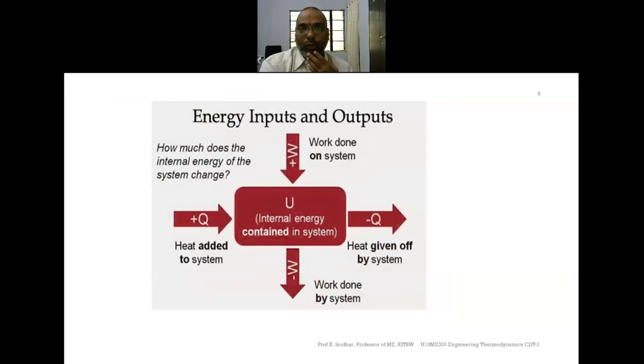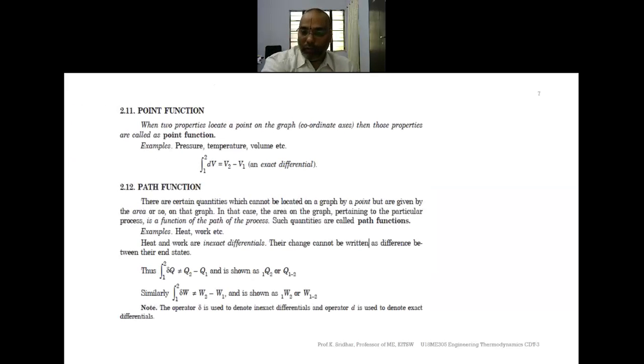Just now I told you that the sign conventions are very, very important. Work done by the system is always positive, and work transferred to the system is always negative. Heat transfer to the system is always positive. Heat transfer from the system is always negative. So the second outcome here is how we can define the path function and the point function, and what the differences are.